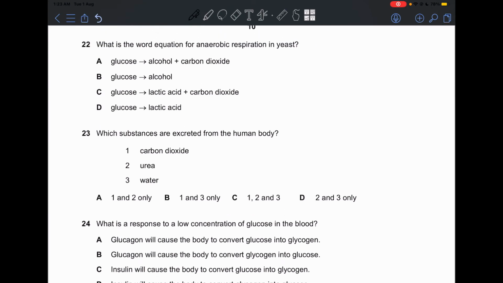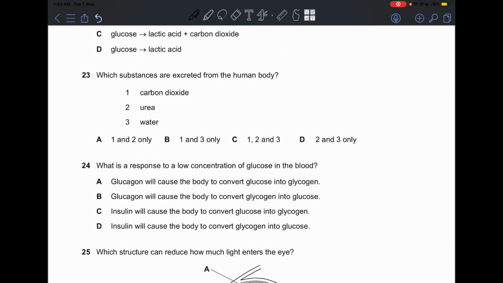22. What is the word equation for anaerobic respiration in yeast? We know that this is actually A, which is glucose goes into alcohol and carbon dioxide. 23. Which substances are excreted from the human body? Of course, all of them are excreted. The carbon dioxide is excreted as we exhale from our bodies. Urea is excreted in urine, and water is excreted in sweat. So our answer is going to be C.